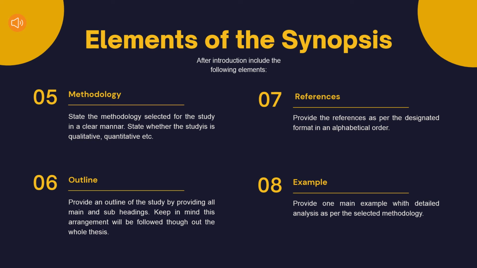Step number 6 provides an outline of the whole study. Divide the thesis into headings and subheadings and make a table of contents in this step. Step number 7 is to state all references alphabetically as per the designated format. Step number 8 is to provide one main example along with a detailed analysis and proper references to support the topic.